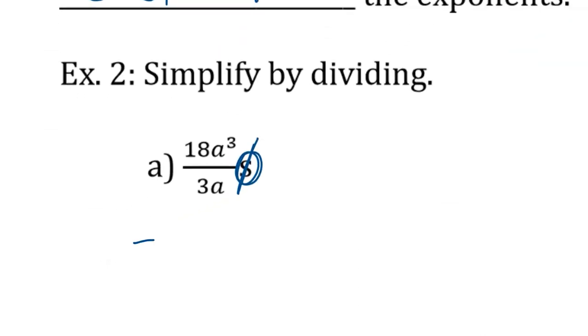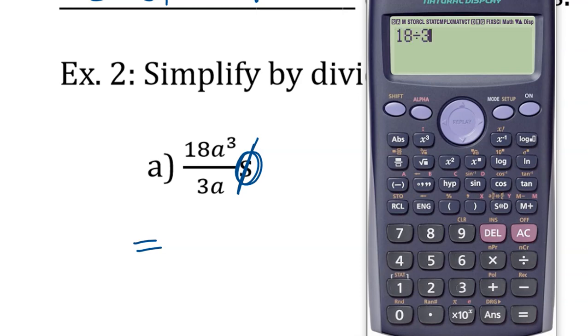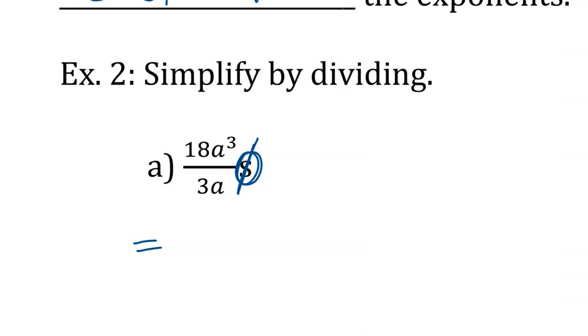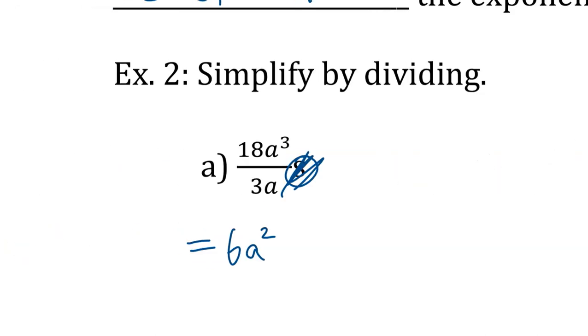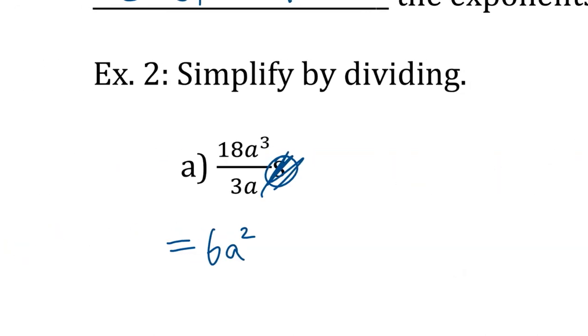Otherwise, it's the same. So I do 18 divided by 3. Again, if you need to pull out your calculator to do that, then do it. 18 divided by 3 is 6. But if you can do it in your head, all the better. What's the A part? 2. Yeah, good. So sometimes our brain automatically adds when we're supposed to subtract, but good, you caught your own mistake. 3 minus 1 is 2. Straightforward and simple because it's just a coefficient, just a number, and just one variable.